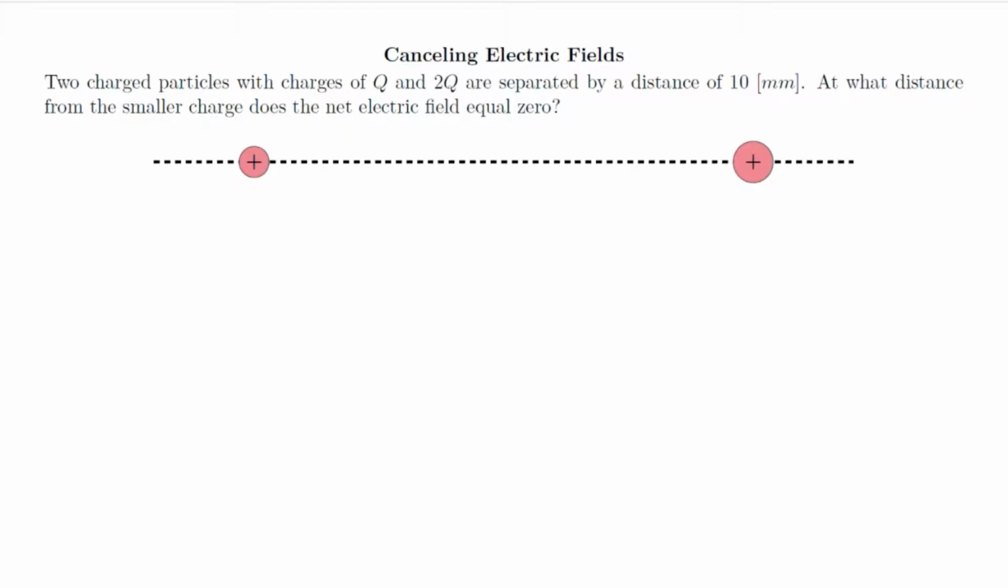Two charged particles with charges of Q and 2Q. So all we're saying here is that there is a charge, which we do not know the charge of, and another charge which is twice the amount of charge. Those charges are separated by a distance of 10 millimeters. At what distance from the smaller charge does the net electric field equal zero?